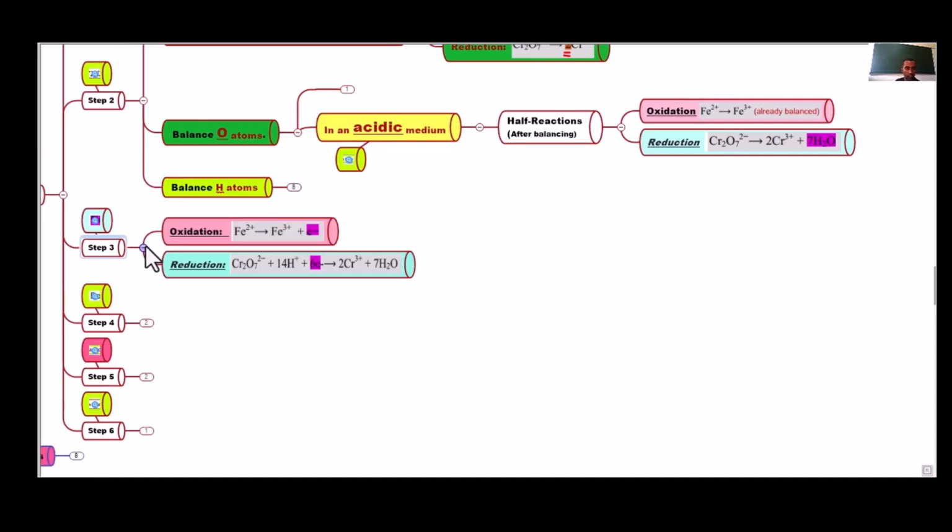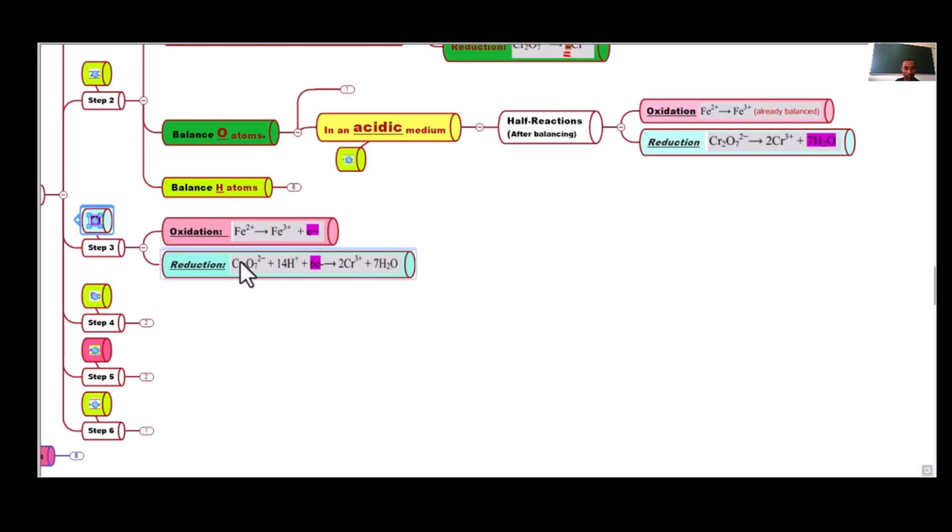And then step 3 is adding electrons. Here we have a change in oxidation number from +2 to +3. So to balance the charge, add the electron in the product side, because this plus and this minus cancel, and the +2 will be equal to +2.